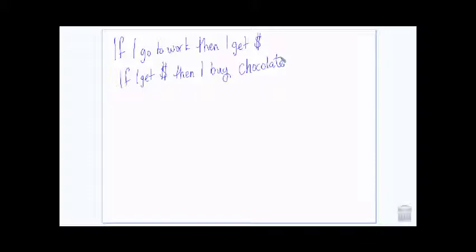If I go to work, then I get money. If I get money, then I buy chocolate. So my conclusion is if I go to work, then I buy chocolate. And it has to be in that exact order to come up with this conclusion, because I can take out this part and go straight from if I go to work, then I buy chocolate. So far, okay?